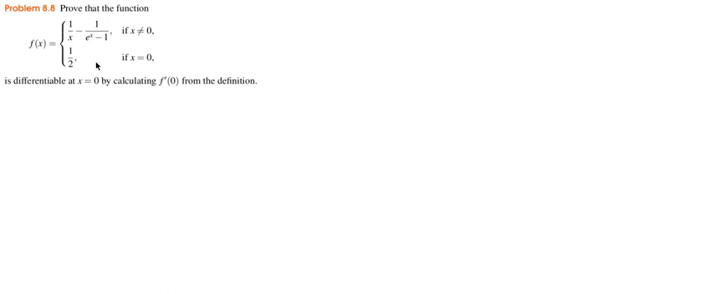Okay, problem 8.8. Prove that this function, that's defined piecewise, is differentiable at x equals 0 by calculating f prime from the definition. First of all, we should make sure that this function is continuous, right? So let's compute the limit when x goes to 0 of f. So it's the limit of this function.